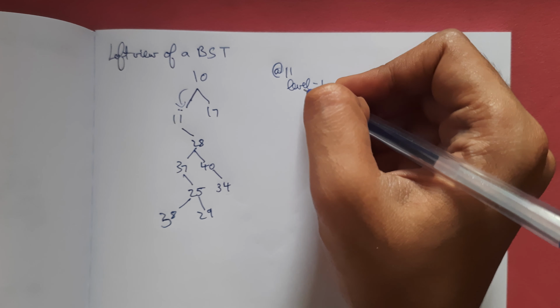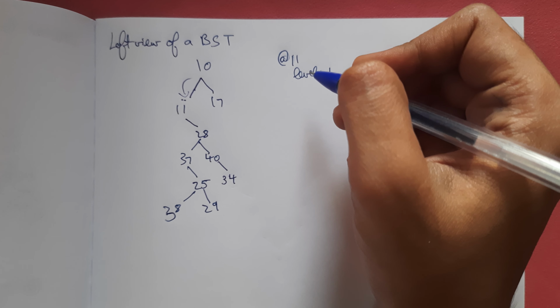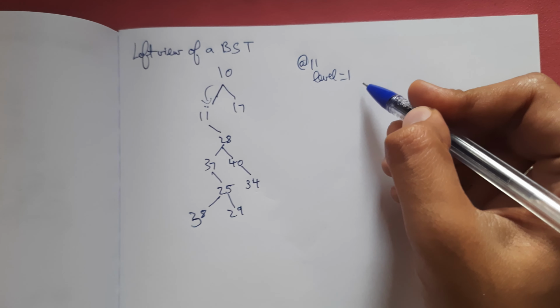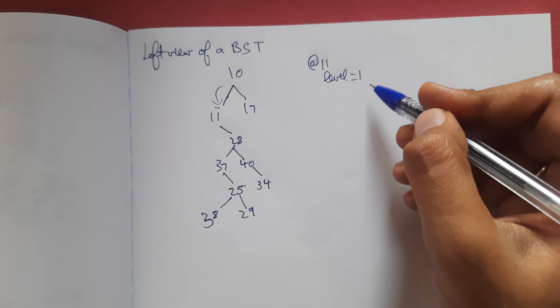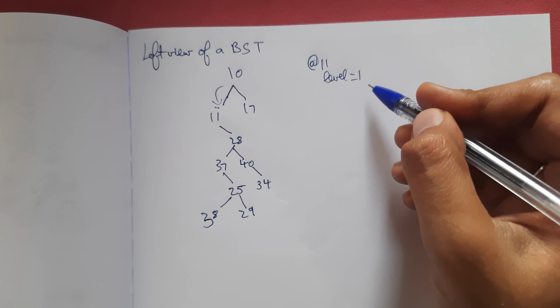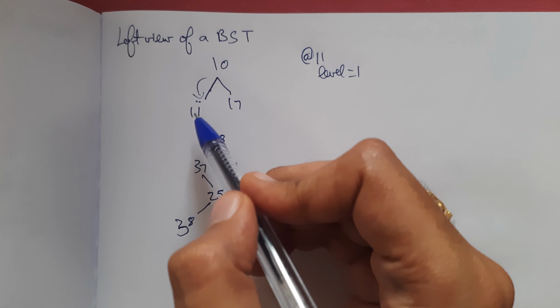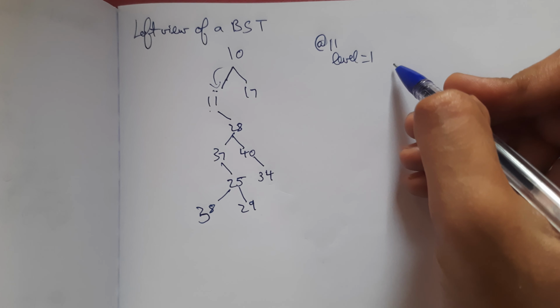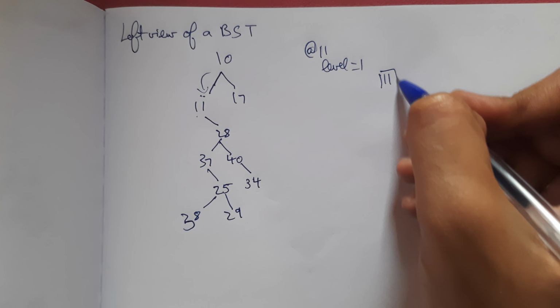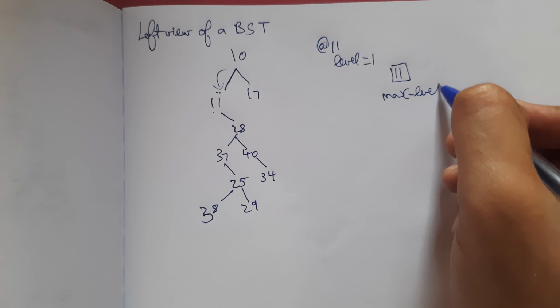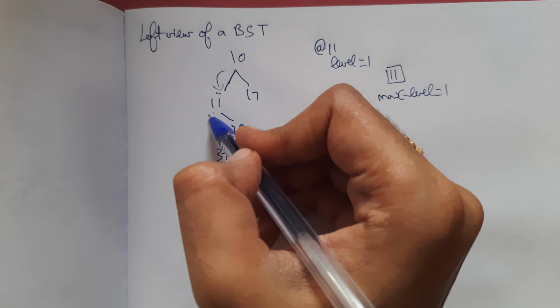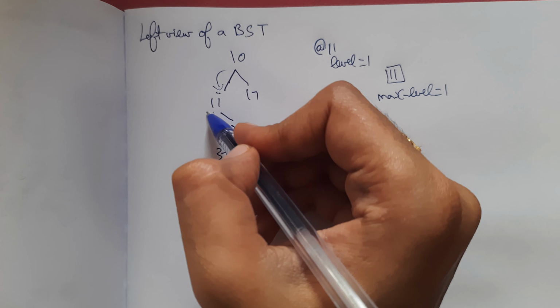At 11, the value given to the variable level will be 1. We check the if condition to see if the value of max level is less than level. Since that is the case, the if condition is satisfied and we print 11. So the first value that's going to be printed on the output screen is 11. The value of max level is also set to 1. We now go to the left subtree of node 11. Since that is null, we go back to node 11.